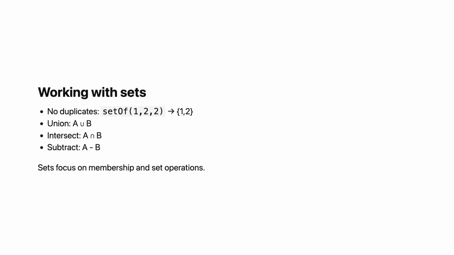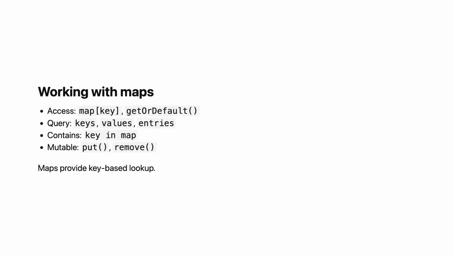Maps store key-value pairs. Access with map[key] or map.get(key). Returns null if the key is not found. Safe access: map.getOrDefault(key, default). Keys and values: map.keys gives all keys. map.values gives all values. map.entries gives key-value pairs. Contains: key in map or map.containsKey(key). For mutable maps: put(key, value), remove(key), clear. Shorthand: map[key] = value for put.